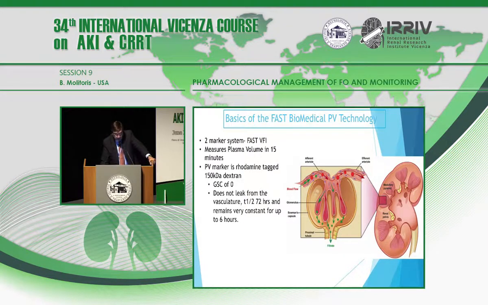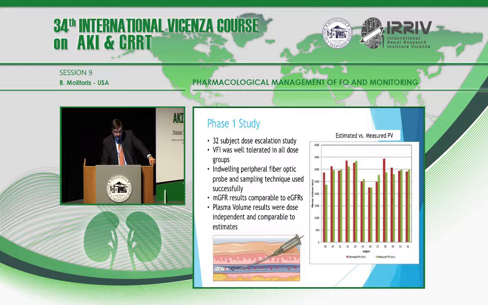In my next talk, a little bit later, I'll talk about the GFR aspects, but this is the volume aspects. And so our plasma volume marker is a rhodamine, so fluorescent tagged, 150 kD dextran. 150 kD was selected so that it potentially would be less likely to leak even in sepsis patients out of the vasculature. In normals and in CKD patients, it does not leak. It has a half-life of 72 hours, and it remains constant after injection for, we know of, up to 6 hours. We've done one phase 1 study in Germany in normal patients.